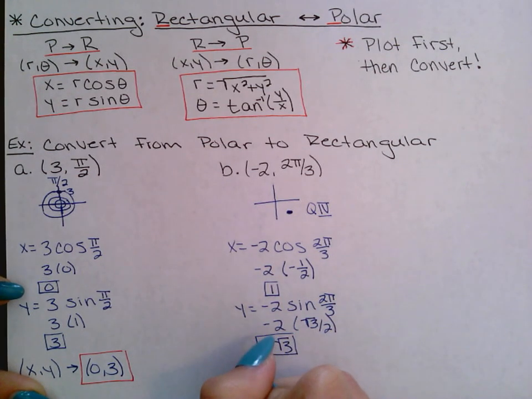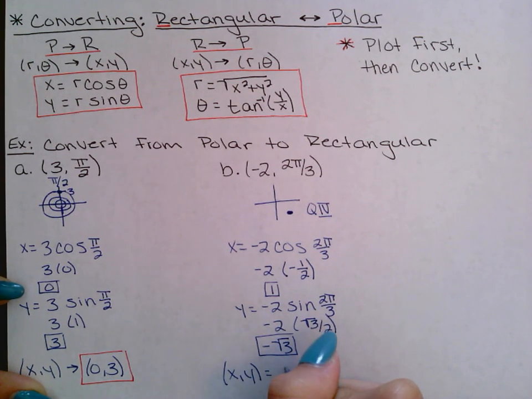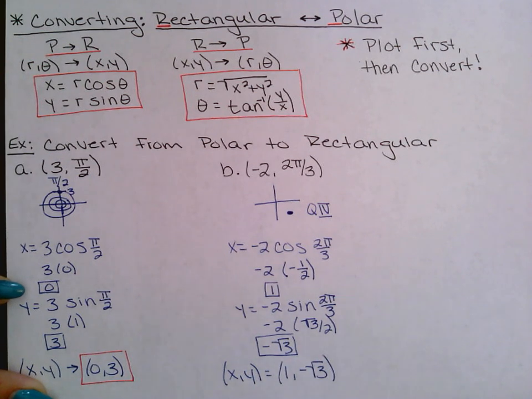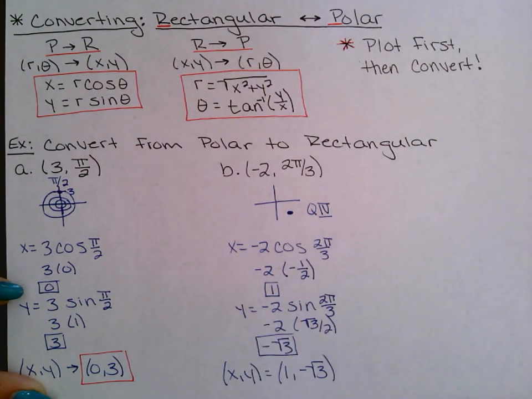All right, so my x and y here is 1 comma negative radical 3. Which, if I have a positive x, it means I move to the right. And if I have a negative y, it means I move down, which should match up perfectly with what I assumed with my drawing here, my little sketch.